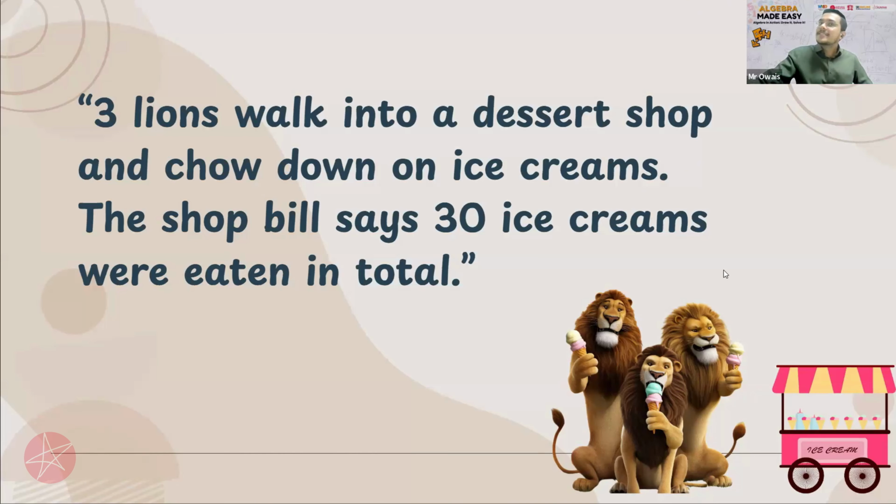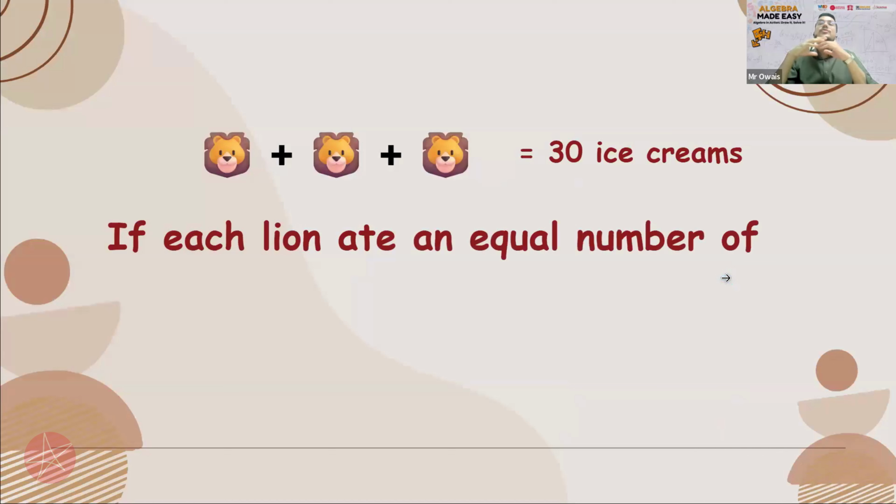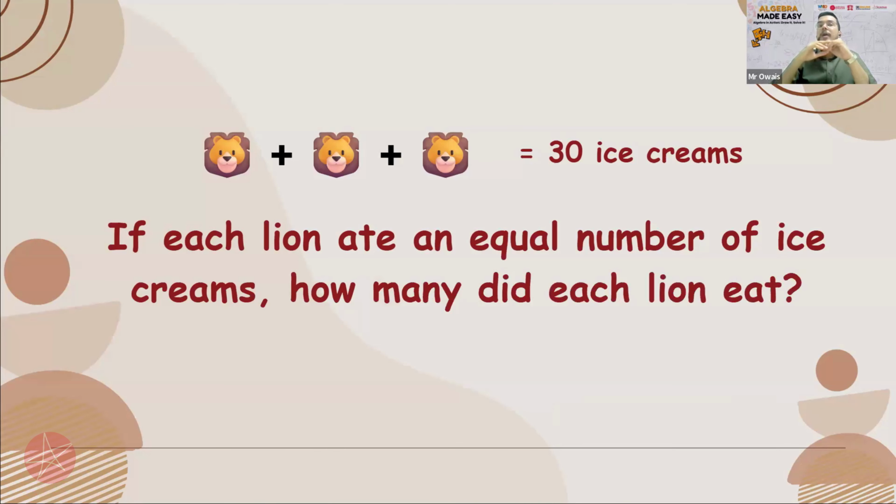All right. So it turns out that the lions also like ice creams. You know why? Because there were only three of them and they ate 30 ice creams. That's a lot of ice creams, right? Sir, the shop bill says that 30 ice creams were eaten in total. So there were only three lions and they actually ate 30 ice creams altogether. Okay, so now how does this relate to algebra here? We're trying to actually find out how many ice creams each lion ate. The shopkeeper also told us that each lion ate an equal number of ice creams. This is an important piece of information that the shopkeeper told us.